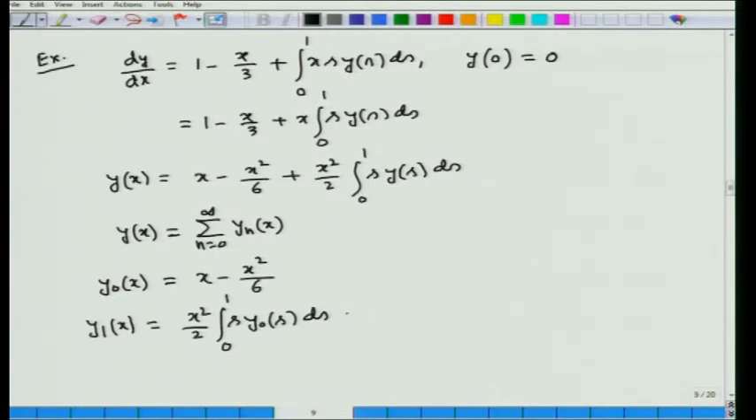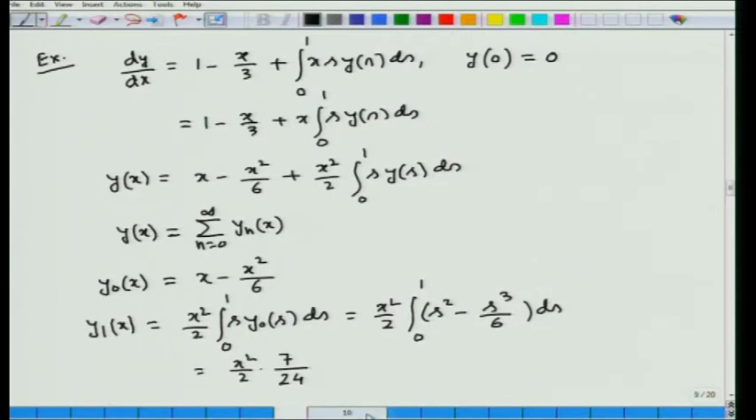And if you substitute this y_0(s), so this will be x^2/2 integral 0 to 1 of (s^2 minus s^3/6) ds, and this will be equal to x^2/2, and after evaluating this integral, this constant will come out to be 7/24. Now, we calculate 2-3 more iterates in order to understand the structure of the solution of this particular equation.